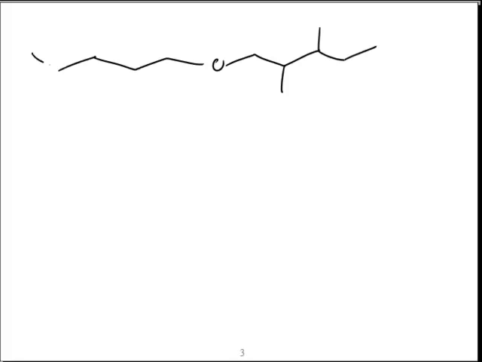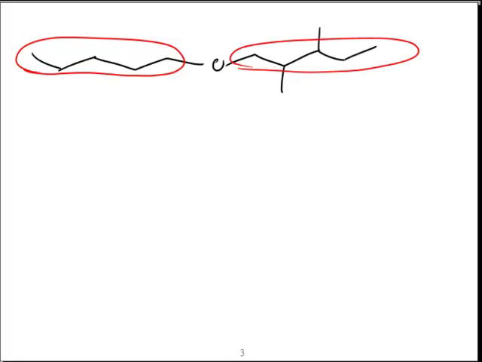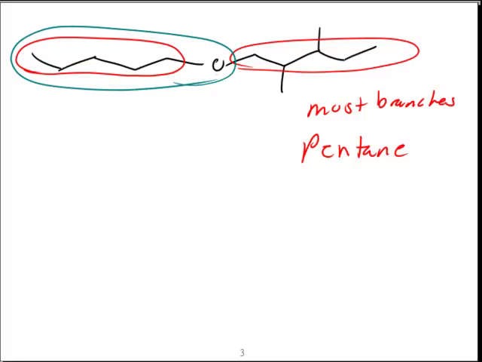Let's get a little more complicated with ethers. So here we have a compound that has 5 carbons on each side. So if I go here, there's 5 carbons. If I go here, there are 5 carbons. So which one wins? Well, the one that wins is the one with most branches. Okay, so the one that has the most branches wins. So this is a pentane. And it's this now substituent that we can include the oxygen and the 5 carbons. This is a pentoxy branch.